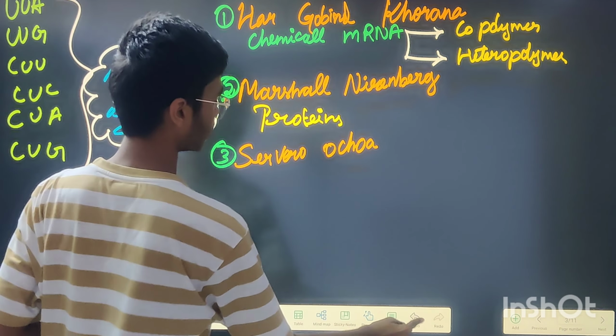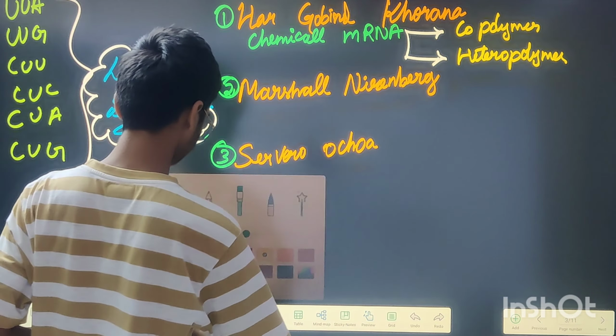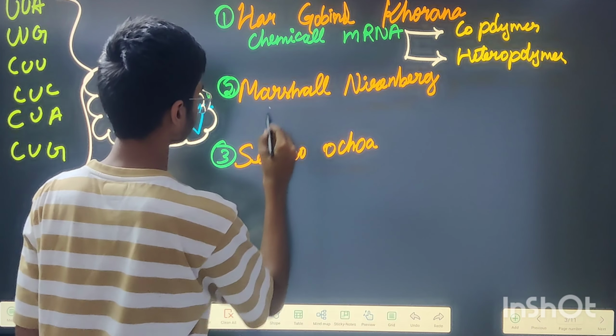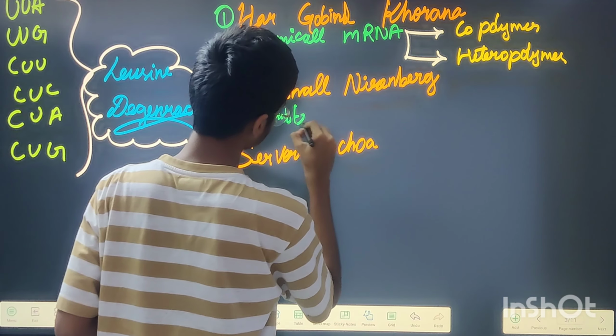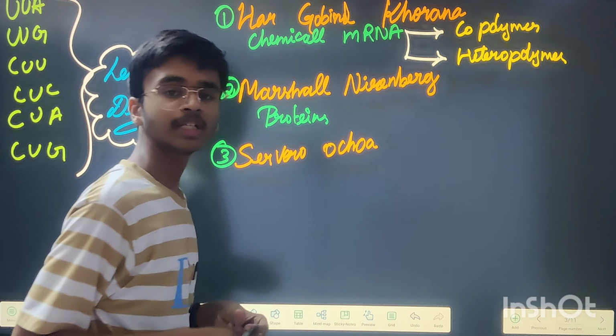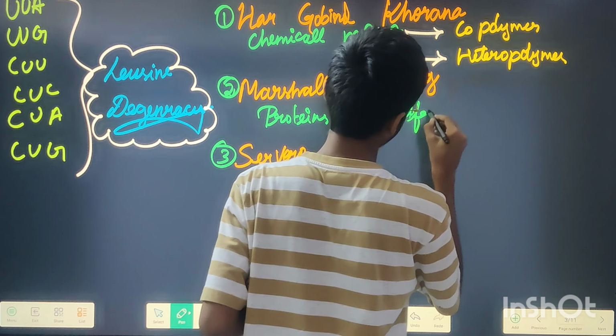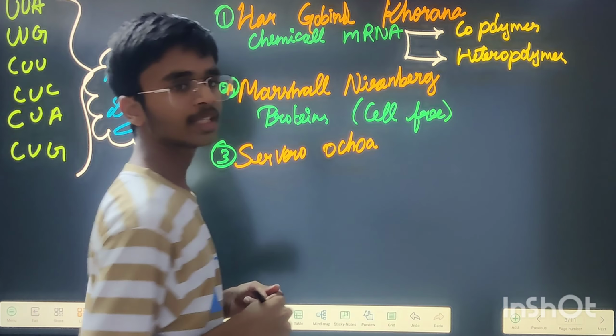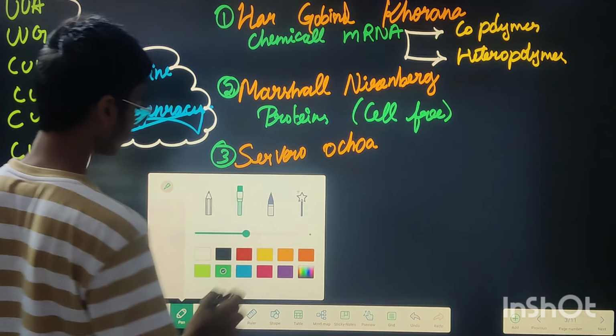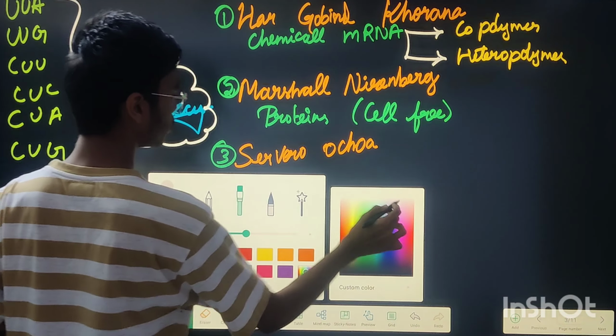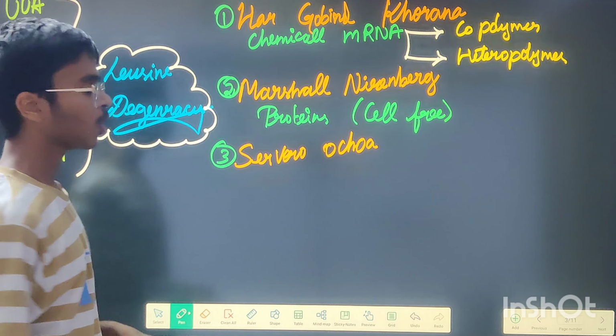Here he synthesized proteins, in the lab itself, cell-free. In the lab even, he was able to synthesize proteins. Then he is the important fellow because he is the one who produced synthetic RNA polymerase.